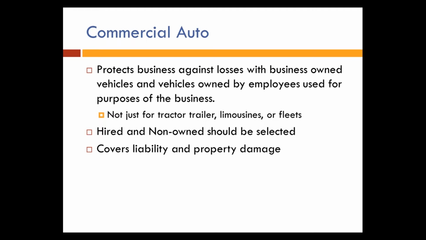You'll often see this as what's called a combined single limit. So you may find that you have $1 million in coverage, and this will cover for property and liability under one number. It's not just for tractor trailers and limousines and taxis and fleets and delivery trucks, things like that. If you send somebody out to just drop off a paper or deliver a document to a client, that person's on company time. They get into an accident. Who they got into an accident with could end up suing the company if it becomes apparent that they were on company time doing it.